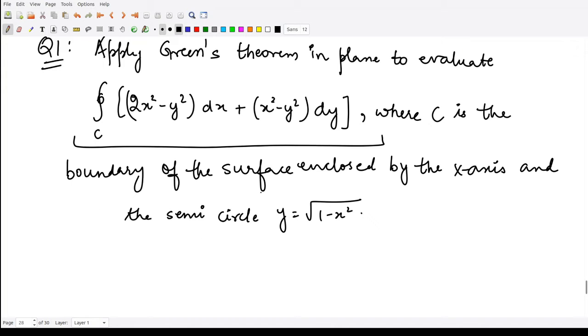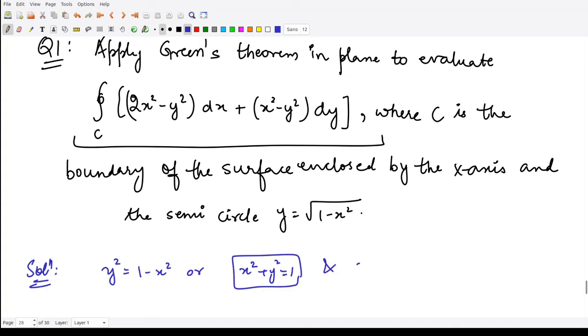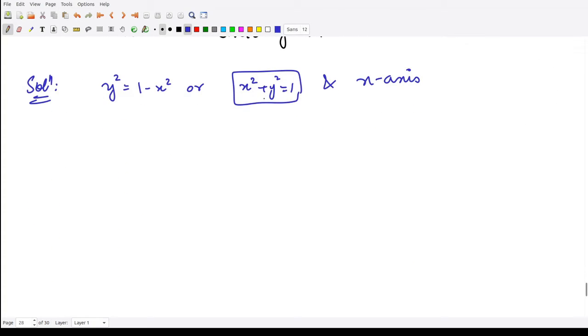So first of all, let's visualize the region as always. What is your curve C? And then we can proceed. So for the solution here, our given curve is represented by the semicircle, this y square is equal to 1 minus x square, or you can write x square plus y square is equal to 1. This is the semicircle, which is enclosed by the x-axis and this semicircle. So your region would be like this. This circle has center at the point 0, 0 and radius equal to 1.